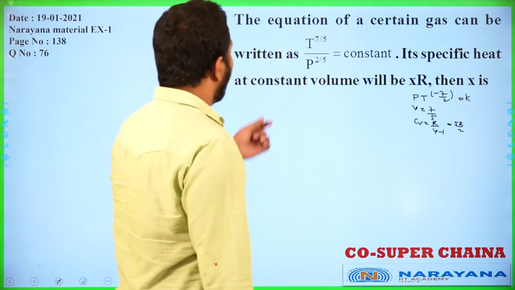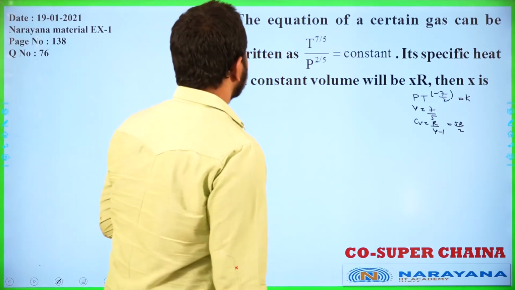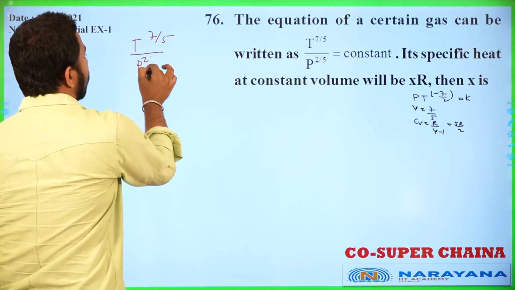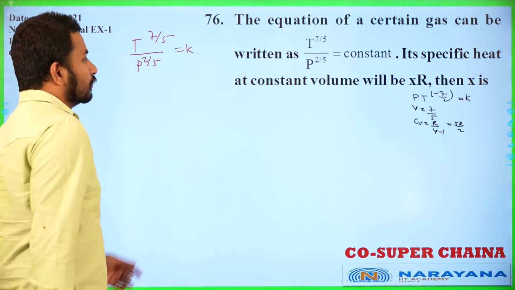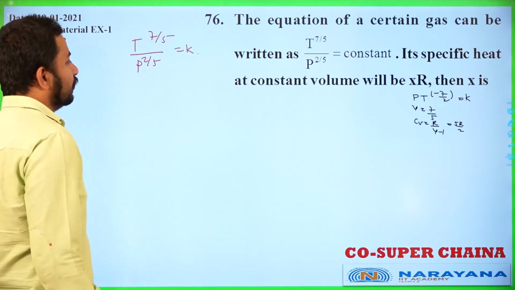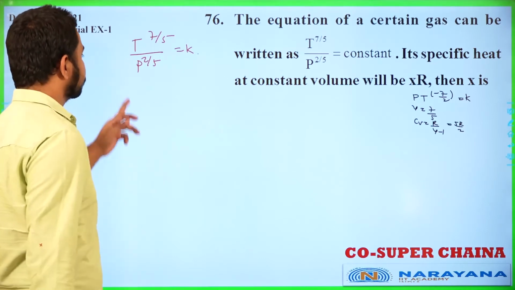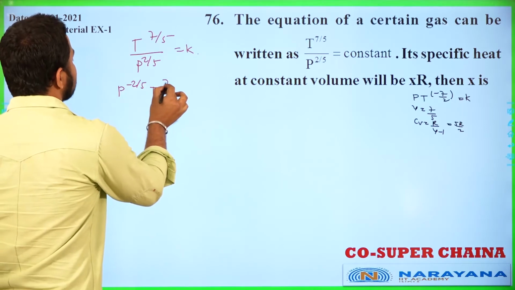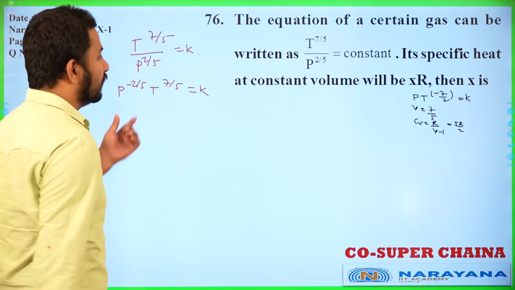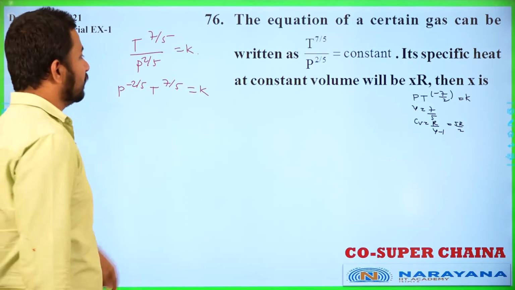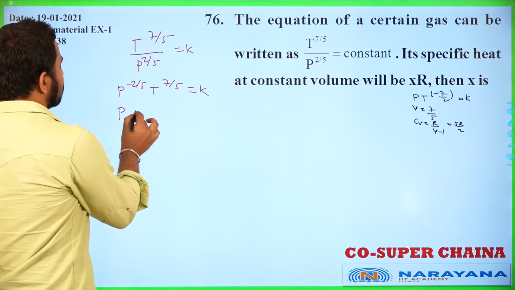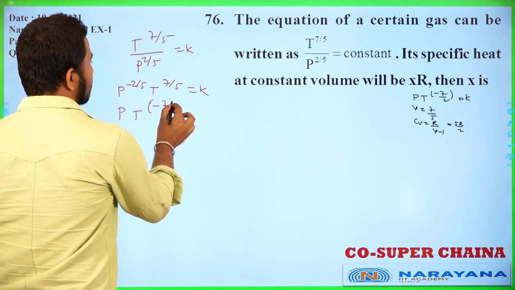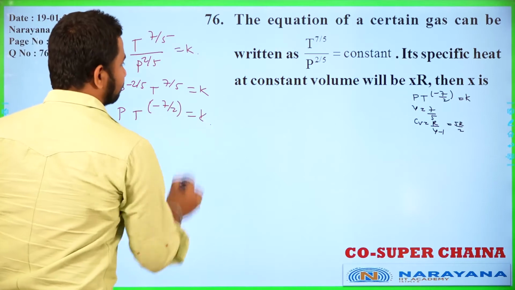The equation of a certain gas is written as T to the power 7 by 5 by P to the power 2 by 5 is K. Okay. So student, we'll try to simplify this, so we can write here P to the power minus 2 by 5, T to the power 7 by 5 is equal to K. Now we try to just move this power from this P value. So if you try to move this power from this P value, we'll get something in the form P to the power minus 7 by 2 T is equal to K.